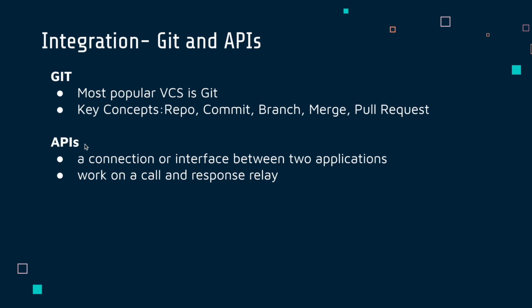So the next concept in the integration stage is an API. Think about it like a connector or an interface between two different applications. So it connects your application with something external. An API call or request, which includes input data, is sent to another system and the response is returned from the remote system. So basically think about an API as two hands stretched out and connecting two different systems. They work on a call and response relay, which is what I've just gone over there.